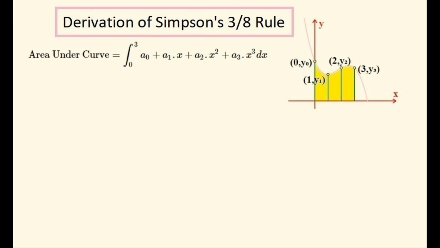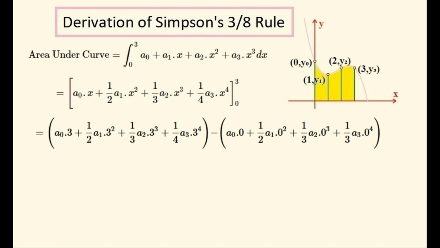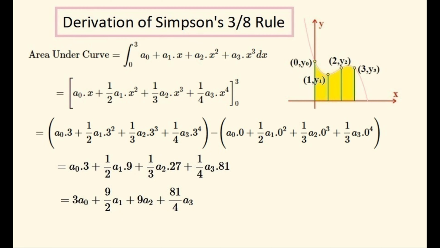So now we have to find the area under the curve using this integral equation. Integrating this polynomial gives us this equation. And then we'll substitute these numbers in, which are the upper and lower bounds, 0 and 3. This is the area under the curve. Simplifying this expression gives us this. And this can be packed up into this matrix equation, which is also a vector equation.